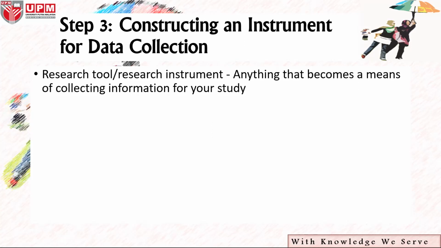Research tools or research instruments refer to anything that becomes a means of collecting information for your study. So for quantitative study, the accuracy of findings that we collect depends on the accuracy of the instrument that we select to measure the construct. But the accuracy of findings in qualitative may depend on the skills or competency of the researcher, to probe during the interview session, to observe, to take note.